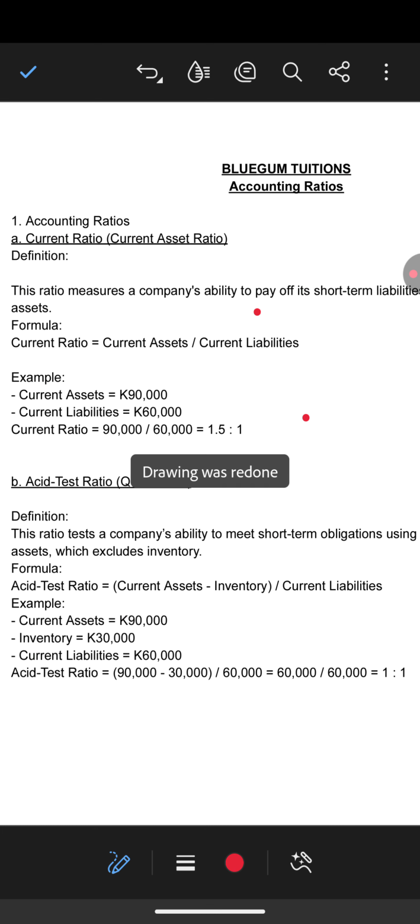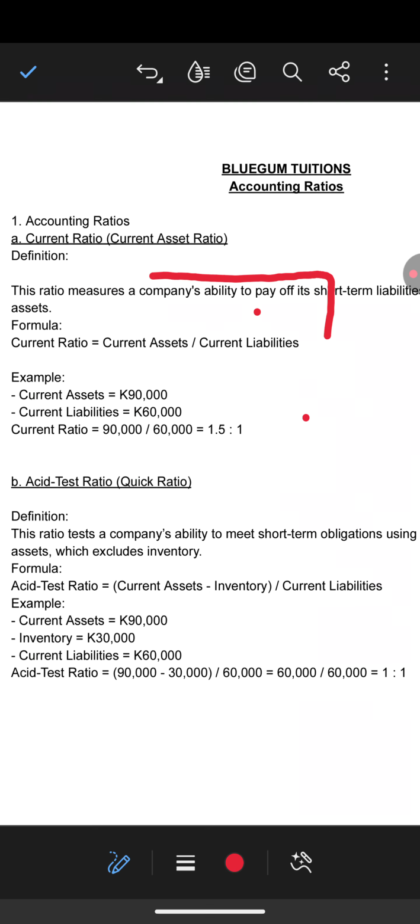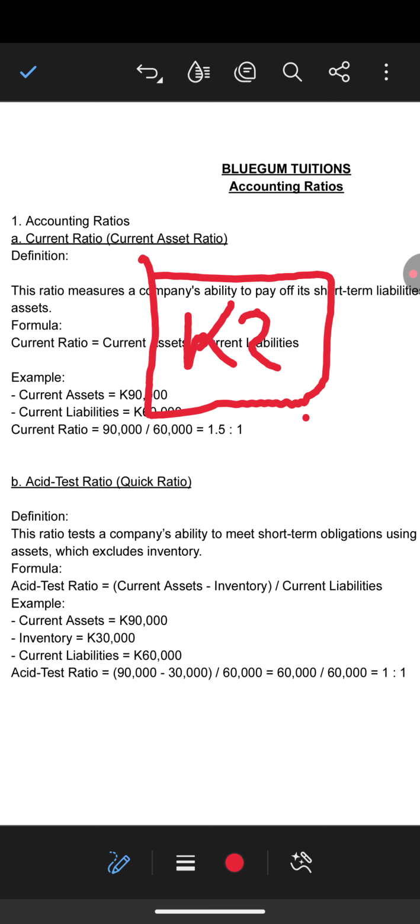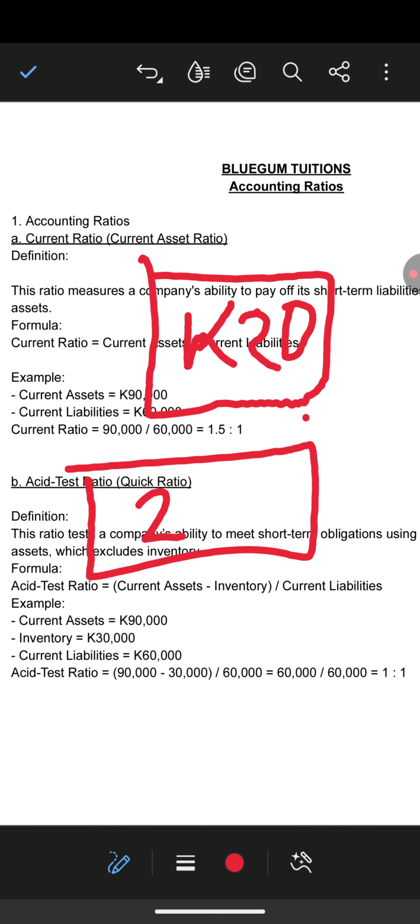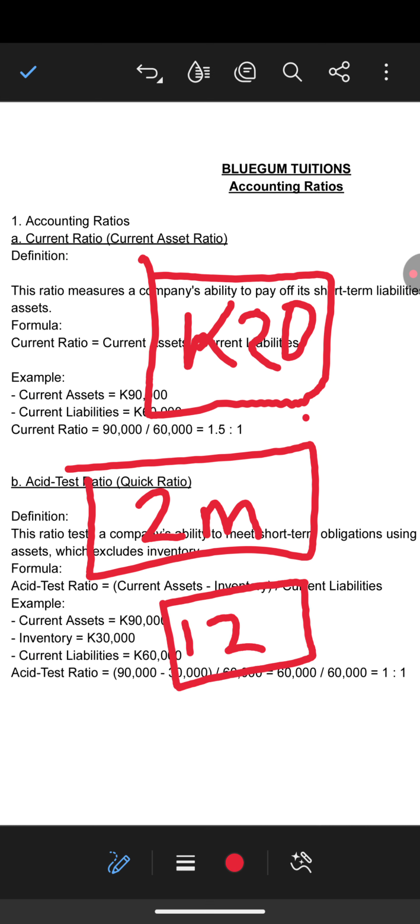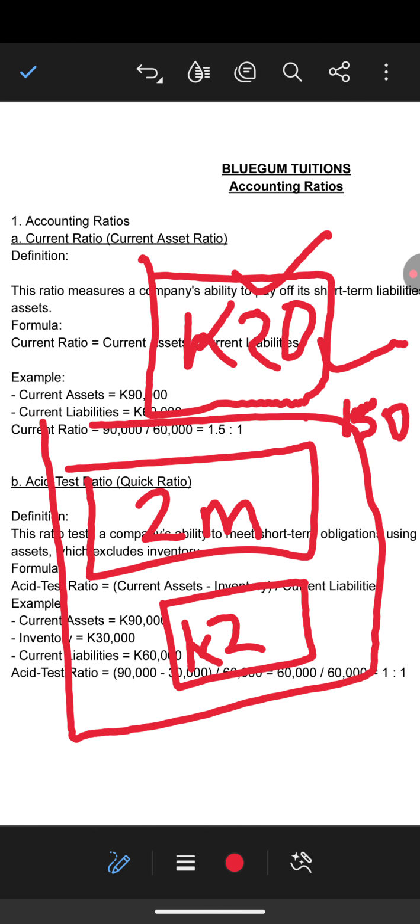To make this a bit more realistic, think of it in this way: you owe someone 20 kwacha, right? Then you have a vehicle which is worth 2 million, and you have 2 kwacha as cash. Okay, so this is a short term loan. You are supposed to pay this person in 15 days. Are you going to be able to pay this person using your assets?